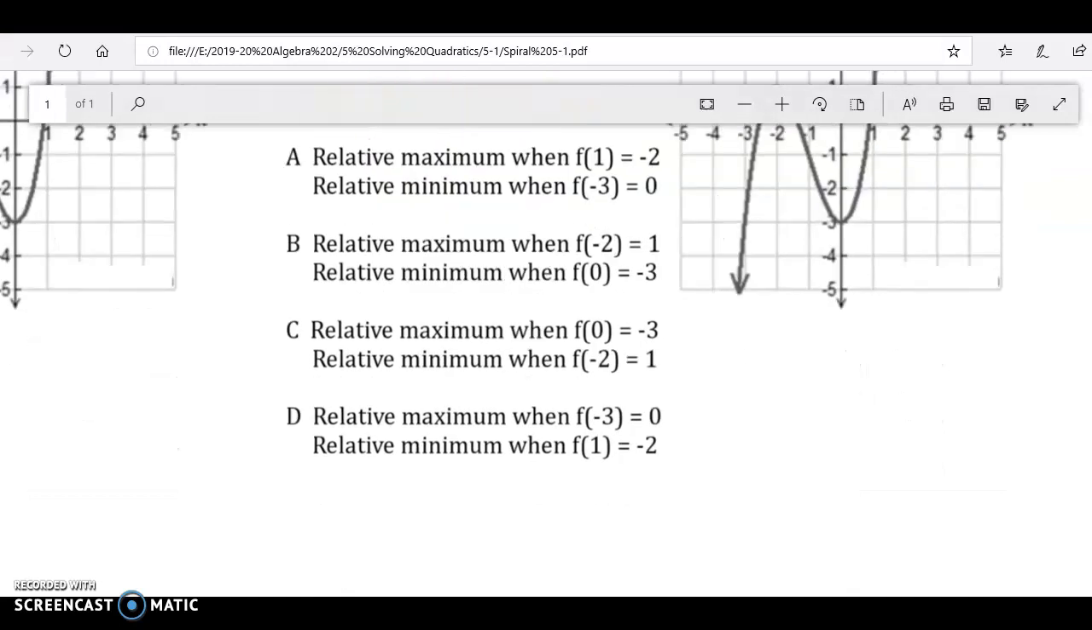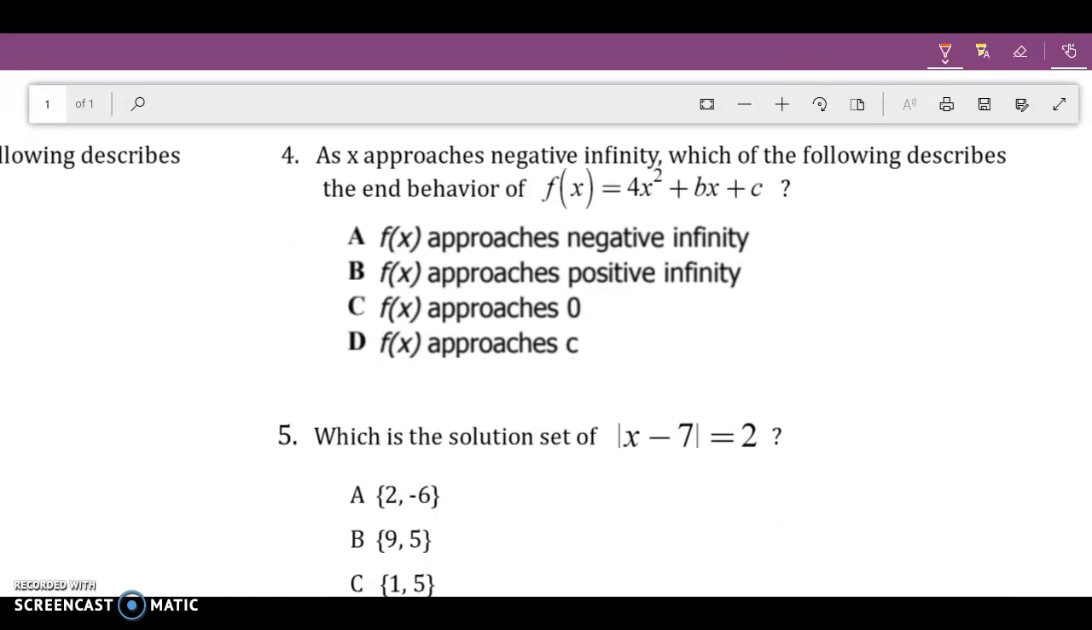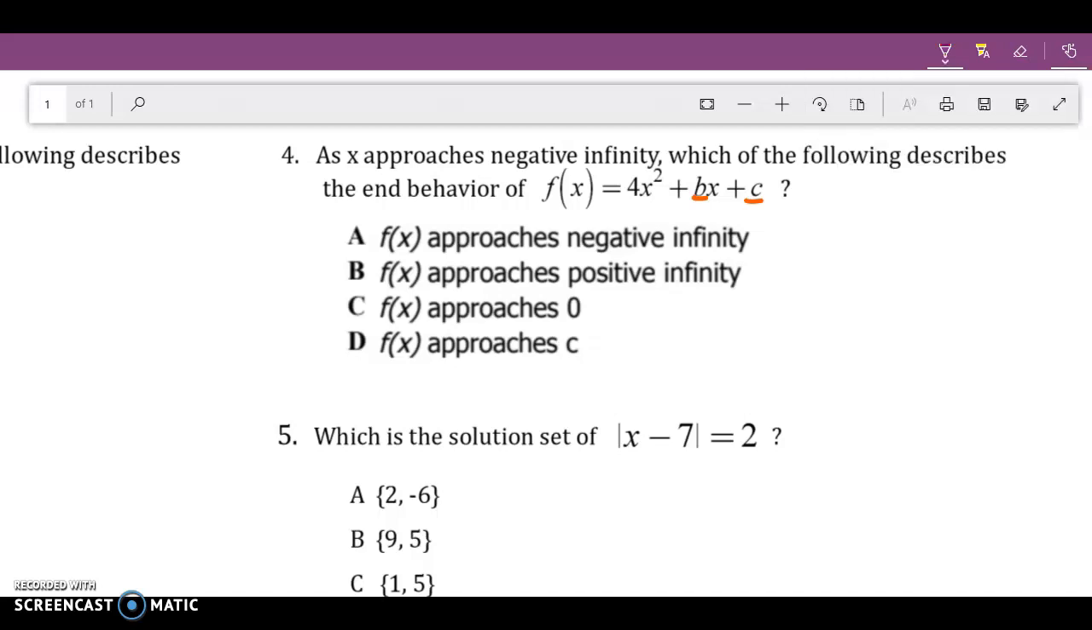For question number 4, remember that we're asked for end behavior. Remember that you replace the letters B and C with any number you want. We always use 1 when we did these together in class. But any number you want, you replace that. And the question is asking as x approaches negative infinity. So once you get this graphed, you're going to be looking for the end behavior on the left side. So you're going to look at the leftmost point of this graph on your calculator, and you're going to decide if we drew an arrow there, would it be pointing up or down?